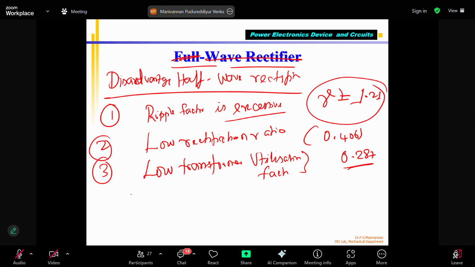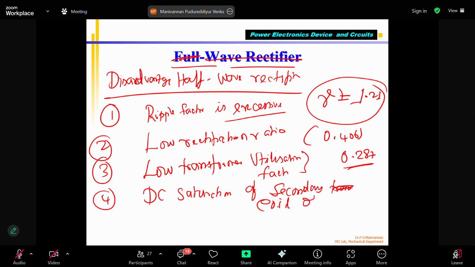So next one is the fourth. This one is DC saturation of the secondary transformer, the secondary coil of the transformer. These are the 4 important drawbacks of the half-wave rectifier.